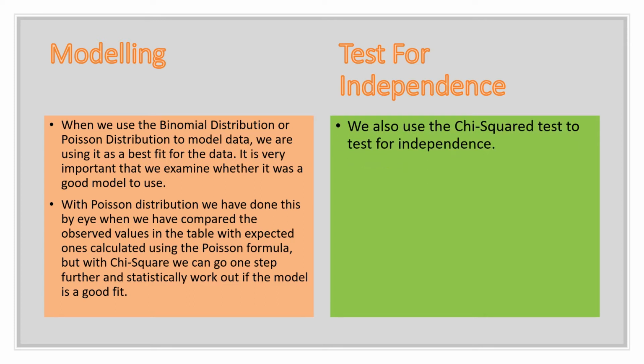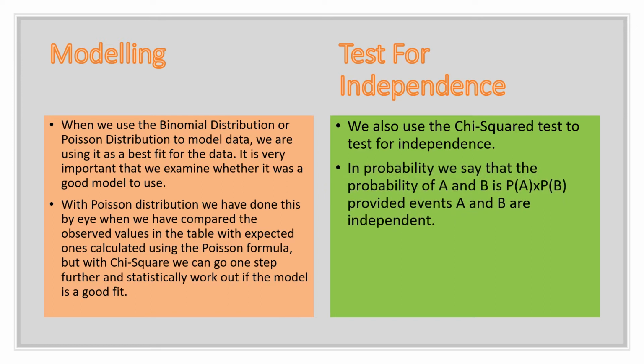But we also use it as a test for independence. So right back in the days of year 9 and 10, when we did probability and we used the AND principle, we would say that the probability of A and B occurring is the probability of A times the probability of B. And we assumed that the events were independent for us to be able to do that. Well, we can sort of use that in a roundabout way.